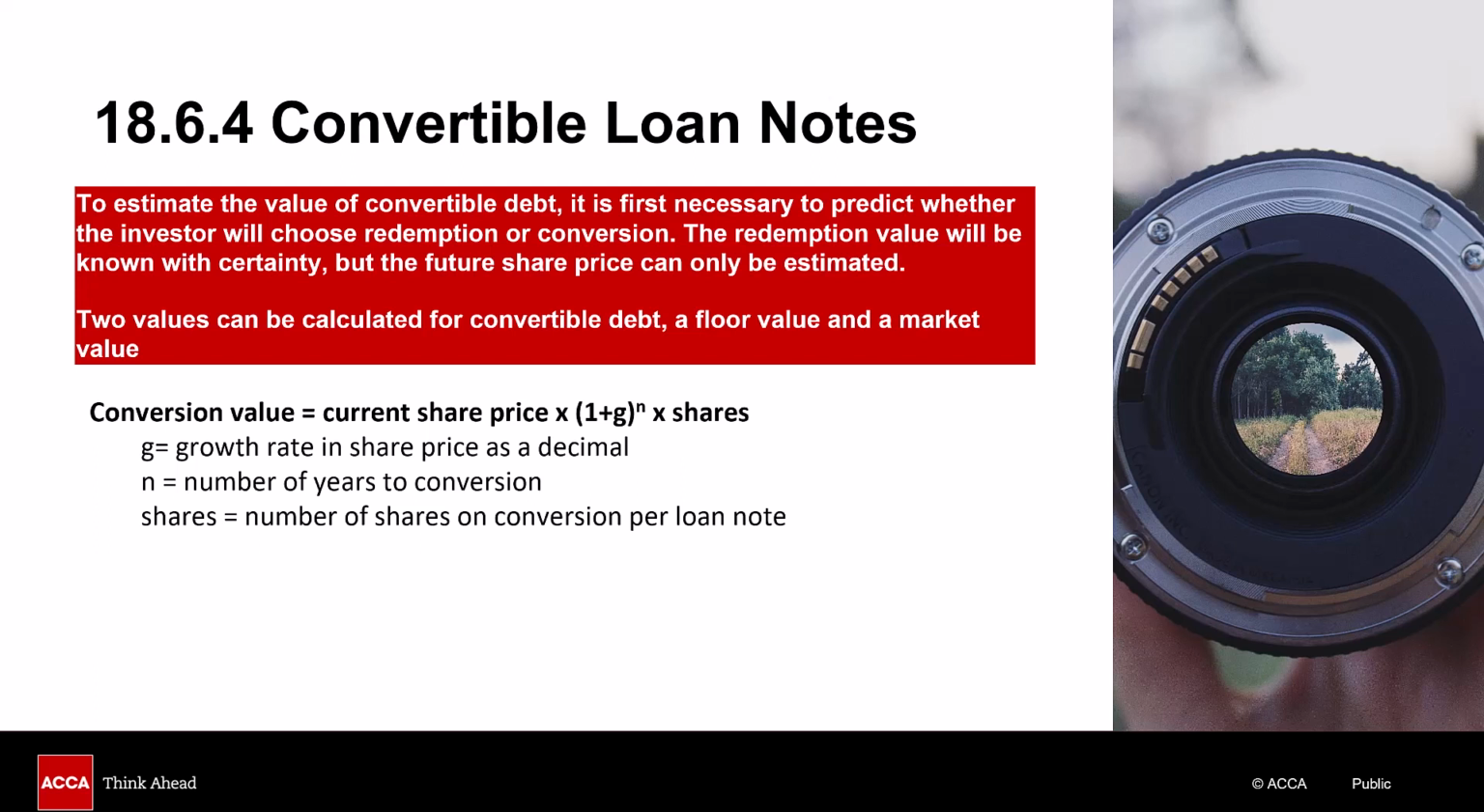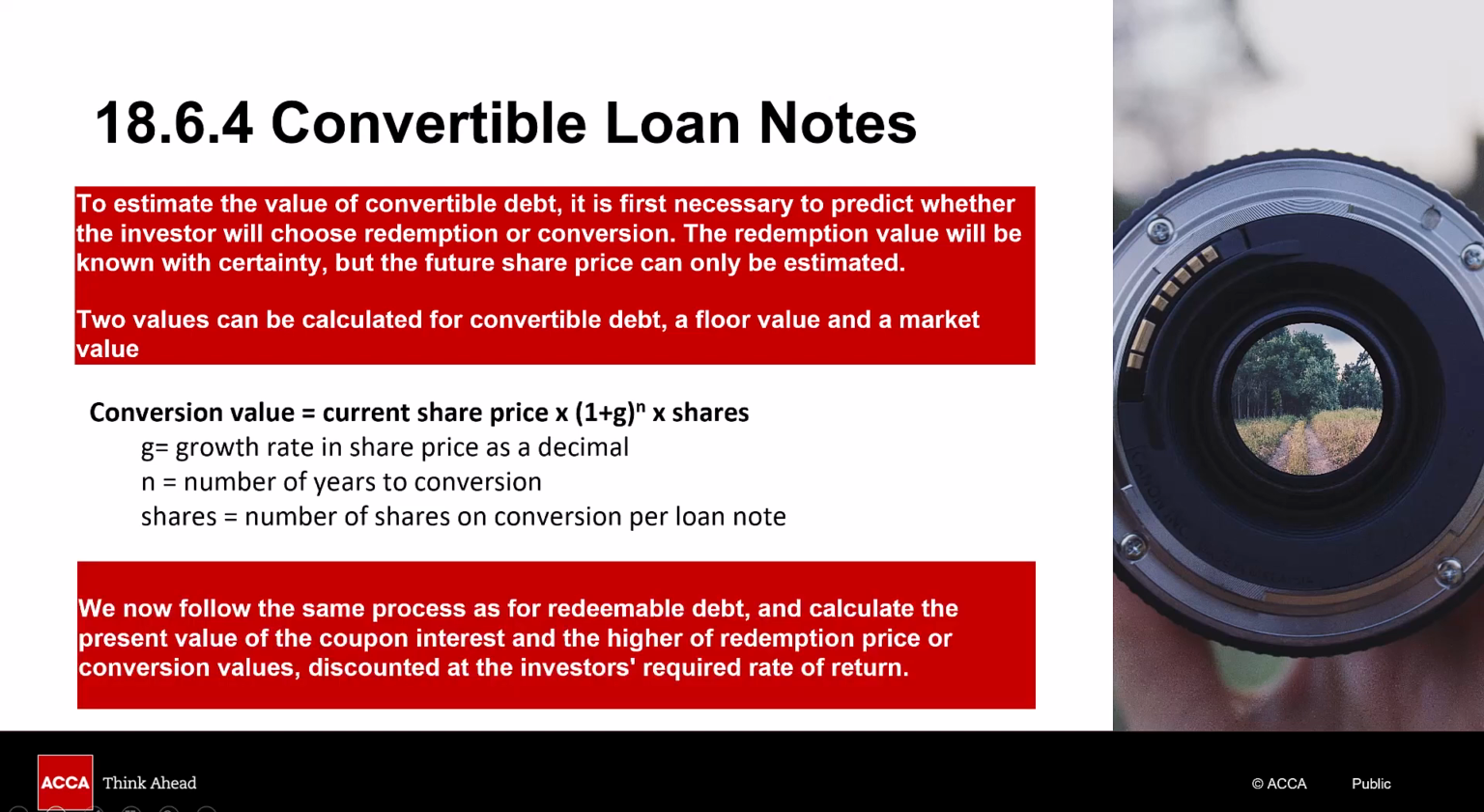So here we have a formula for that conversion value. It's the current share price times by a growth rate over the term of the loan note times by the number of shares that you get on conversion per loan note. We now follow the same process as for redeemable debt, and we calculate the present value of the coupon interest and the higher of redemption price or conversion value discounted at the investor's required return. So the market value can be the same as the floor value if you choose redemption, which is higher than conversion.